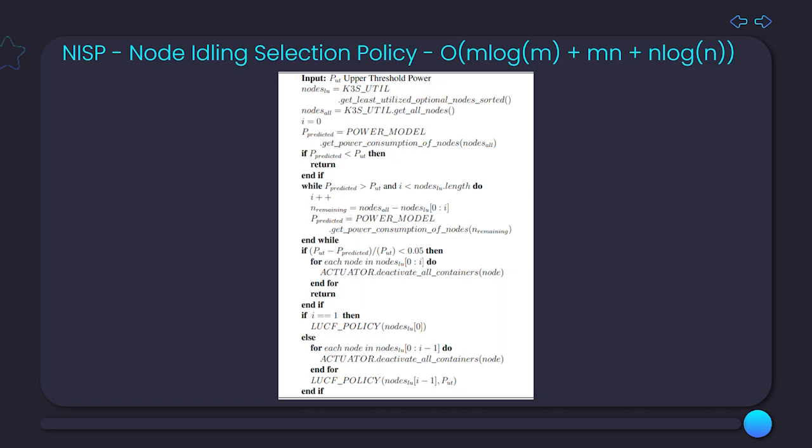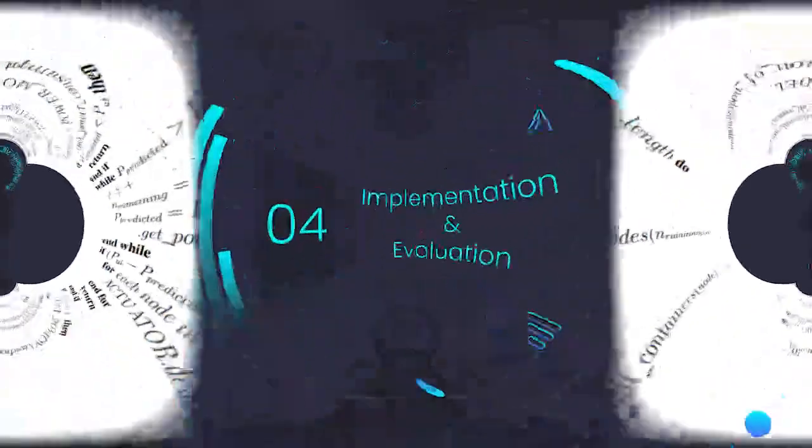In the NISP policy, the main objective is idling nodes to reduce power consumption. So, it will select nodes in ascending order of utilization and idle till power consumption goes below the computed upper threshold. In a case where the power consumption will be reduced higher than expected, without deactivating the final node selected to deactivate, we will apply the LUCF policy to the containers in it to deactivate some of the containers and reduce the power consumption as necessary.